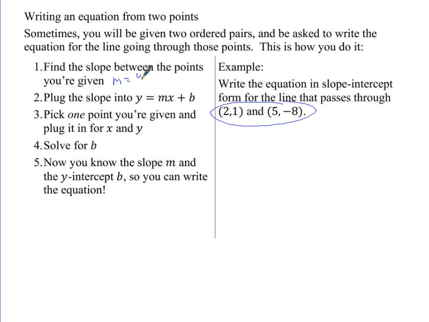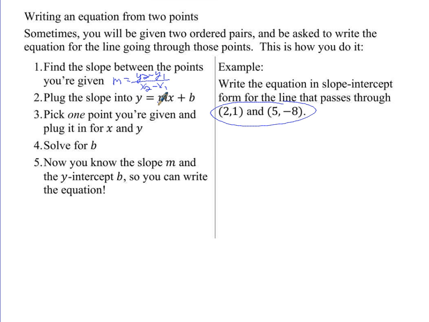Good. m equals y2 minus y1 over x2 minus x1. We're going to use that. They give us these two ordered pairs, but we're smarter than that. We can use the slope equation to come up with the slope. As soon as we have the slope, we can plug the slope into y equals mx plus b. So this number that we get right here is now going to be sitting right here.